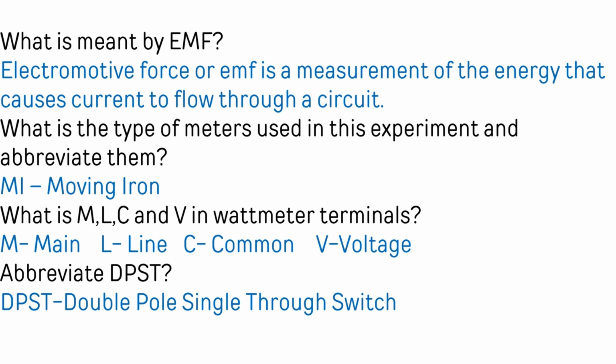What is meant by EMF? EMF means electromotive force, a measurement of energy that causes the current to flow through a circuit. What are the types of meters used? The type of meters used are MI. MI means moving iron. What are the terminals in a wattmeter? M means main, L means line, C means common, V means voltage. Abbreviate DPST. DPST means double pole single throw switch.